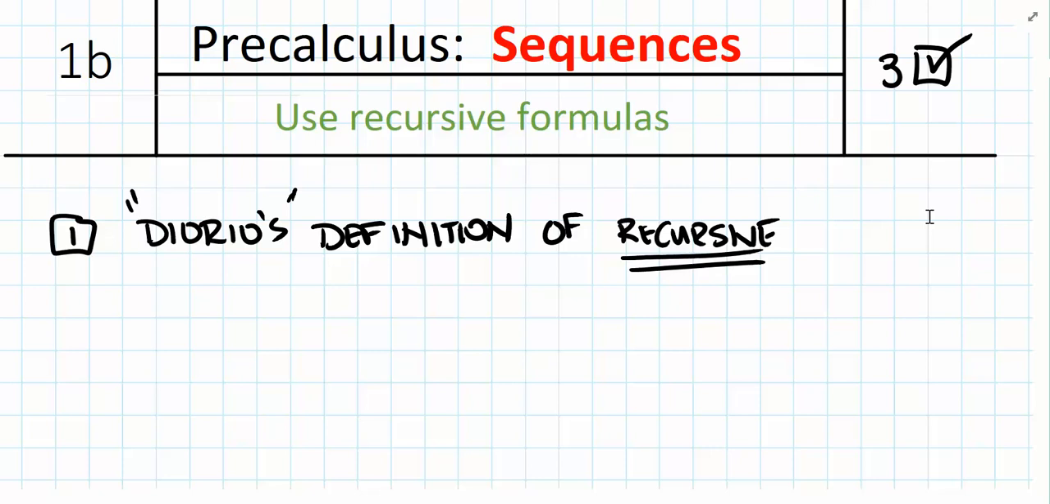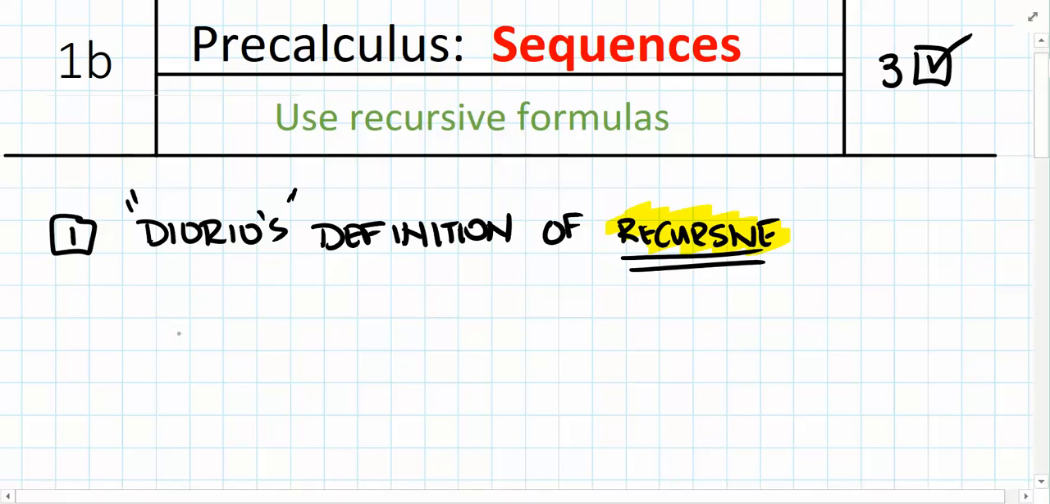All right, here's Precalculus Concept 1B, sequences using recursive formulas. There are 3 boxes. Let's get right into it. The first word that we're going to be talking about today is learning how to define a sequence using recursion, or a recursively defined sequence.